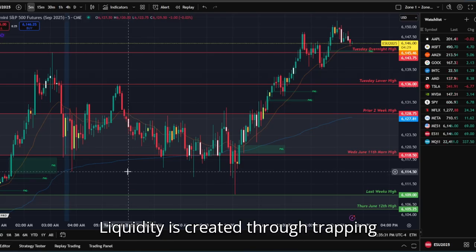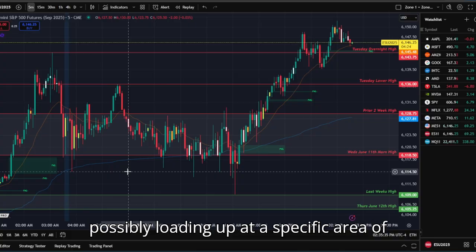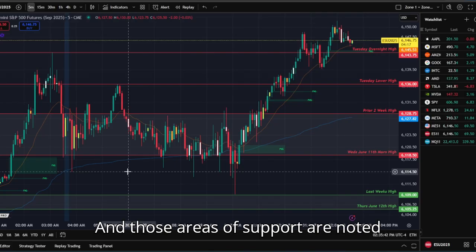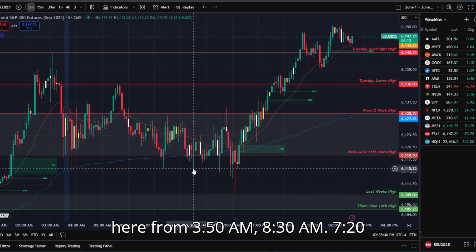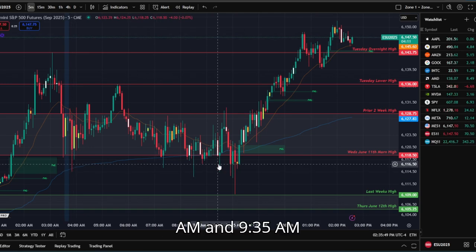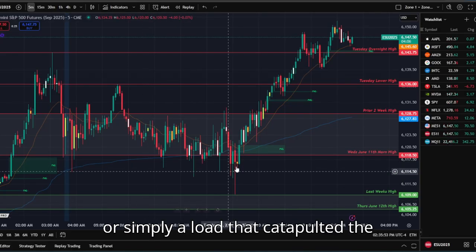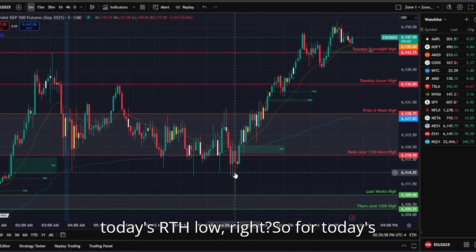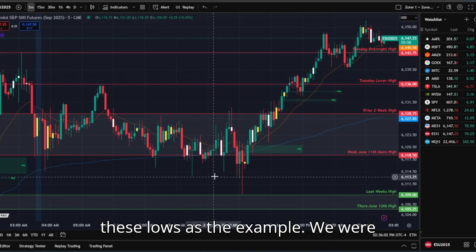Liquidity is created through trapping people that expect the market to head lower, even though institutions could possibly be loading up at a specific area of interest, a specific area of support. And those areas of support are noted through multiple lows, like how we have here from 3:50 a.m., 8:30 a.m., 7:20 a.m., and 9:35 a.m., or simply a low that catapulted the market to the upside, which would be today's RTH low.